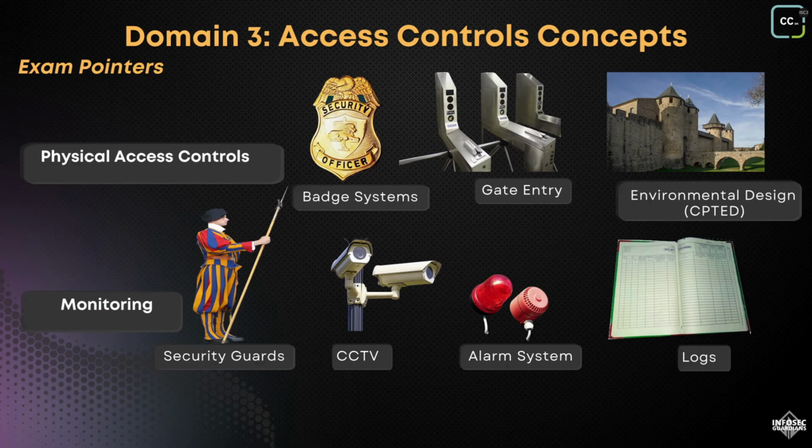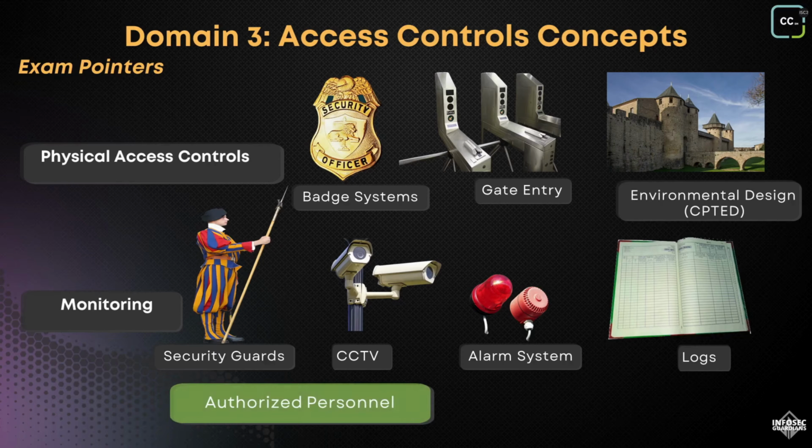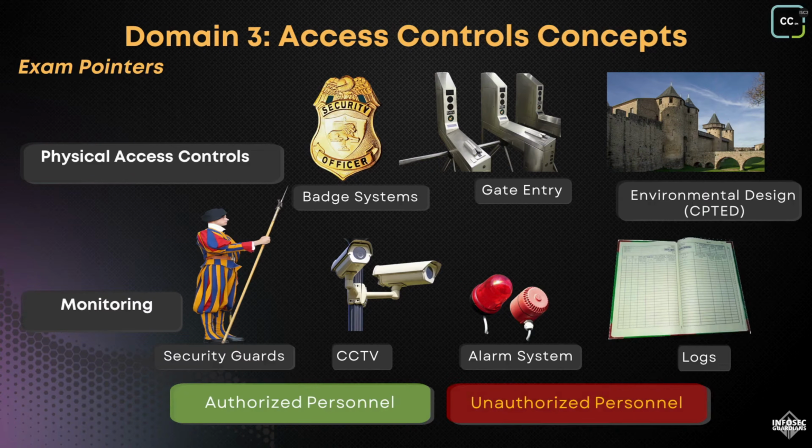So, who gets in? Authorized personnel, these are the folks with permission to access certain areas, based on their role or clearance level. Unauthorized personnel, anyone without permission. Your physical security measures, like locks and surveillance, are there to keep them out.